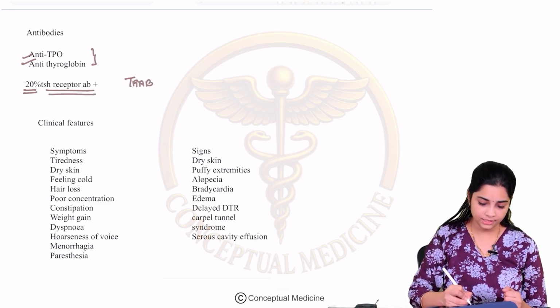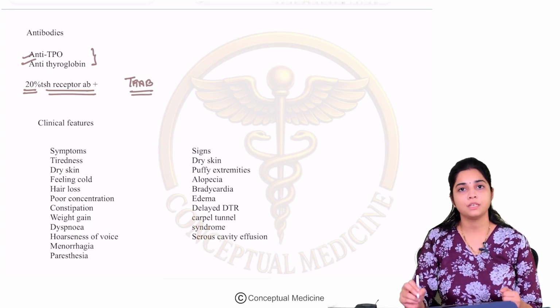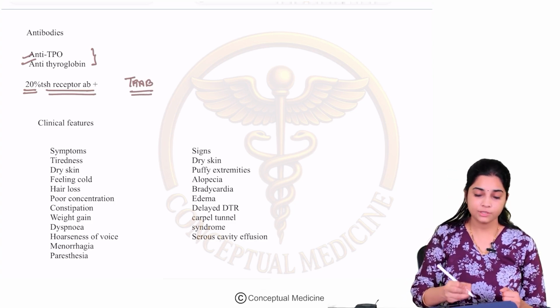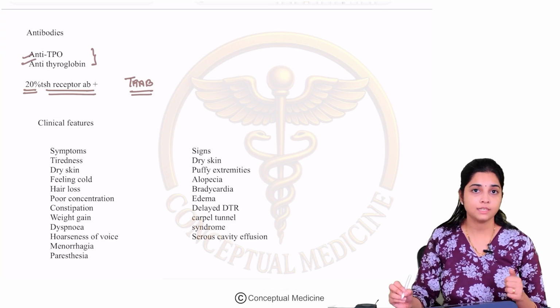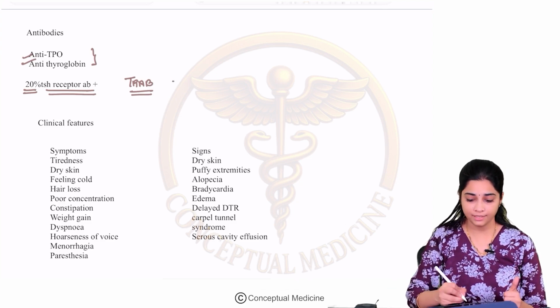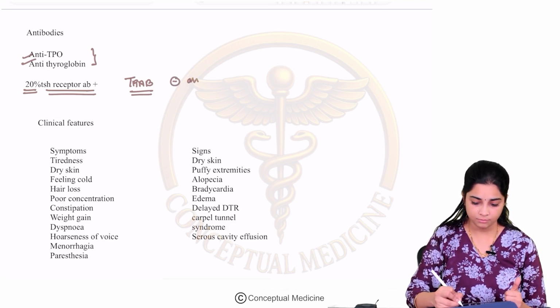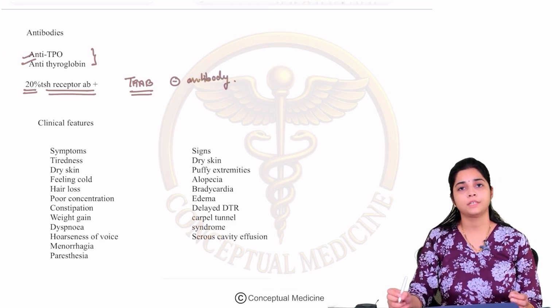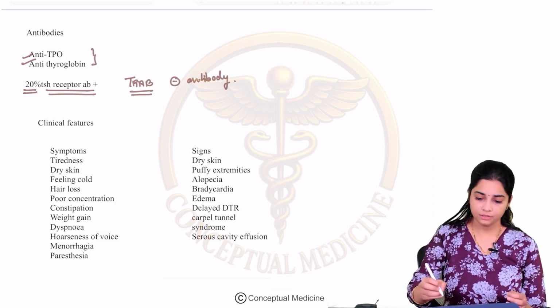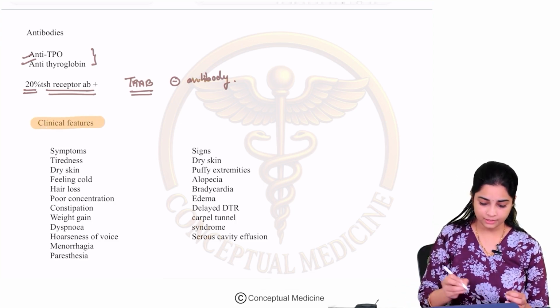So they can have your TSH receptor antibody, which is seen in your Graves' disease as well. This can be seen in 20% of the cases, and here it is not a TSH activating, this is an inhibiting antibody. Okay. Now let us look at the different clinical features.